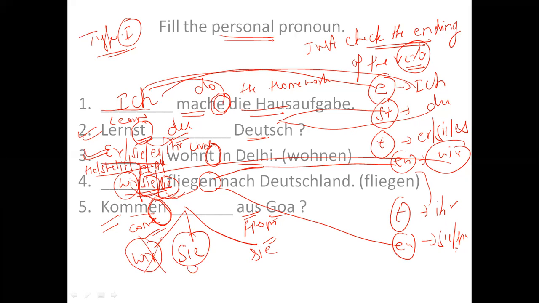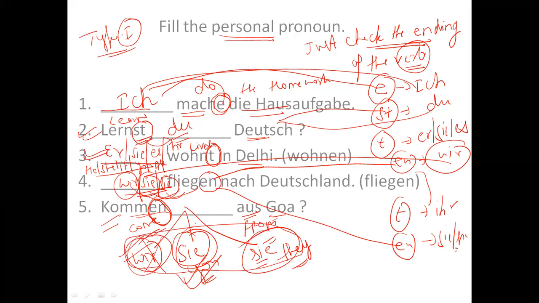But Sie is the formal you. So are you coming from Goa? So Sie is correct. If you write small sie, it will give you the meaning of they. So it will give you the meaning of are they coming from Goa? So two options are correct here. In grammar, yes, wir is also correct. So if you write any of these words, your answer will be correct. So this is type 1 questions.